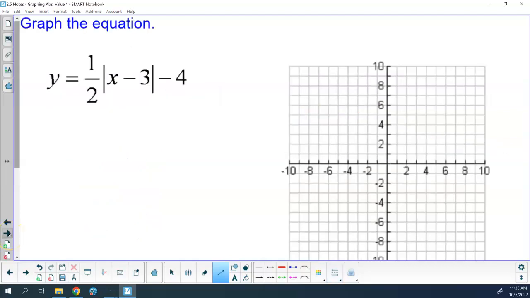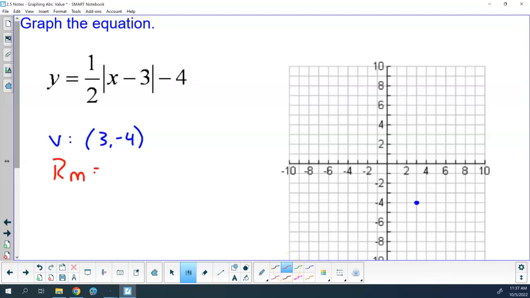Try that one. Vertex. (3, -4). So that is right 3, down 4. Right side slope: 1/2. That's up 1, right 2. Up 1, right 2. Left side slope: -1/2. Up and left.